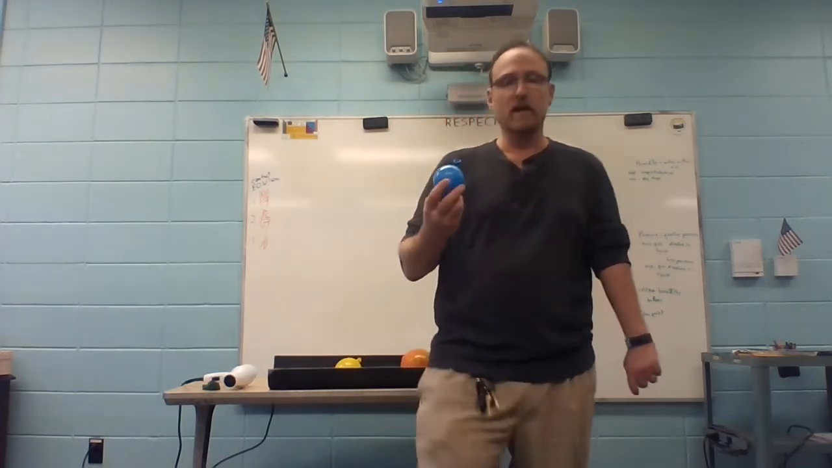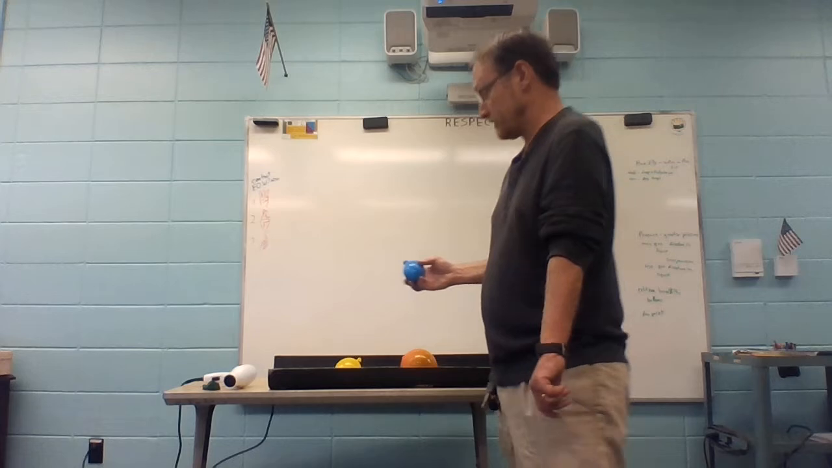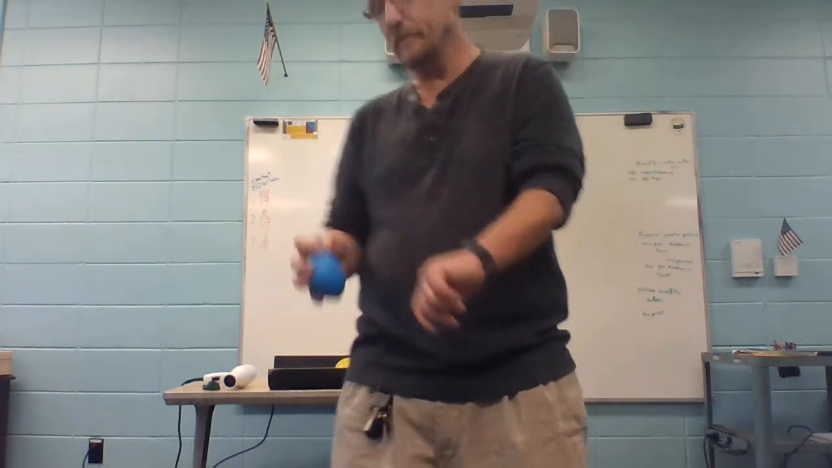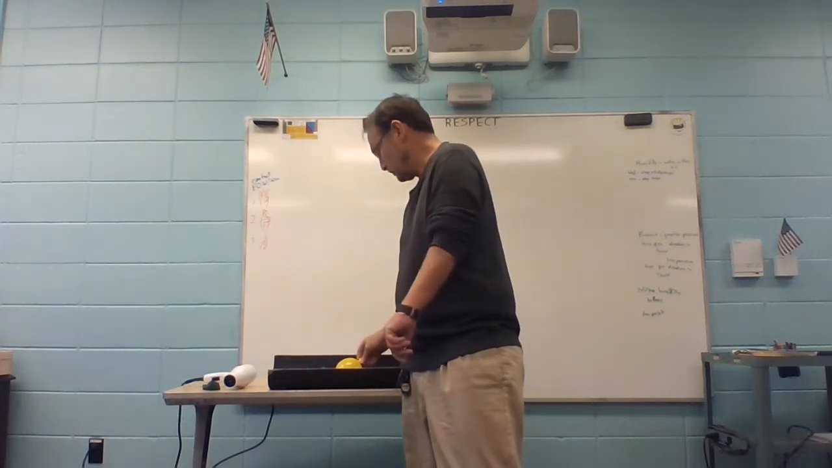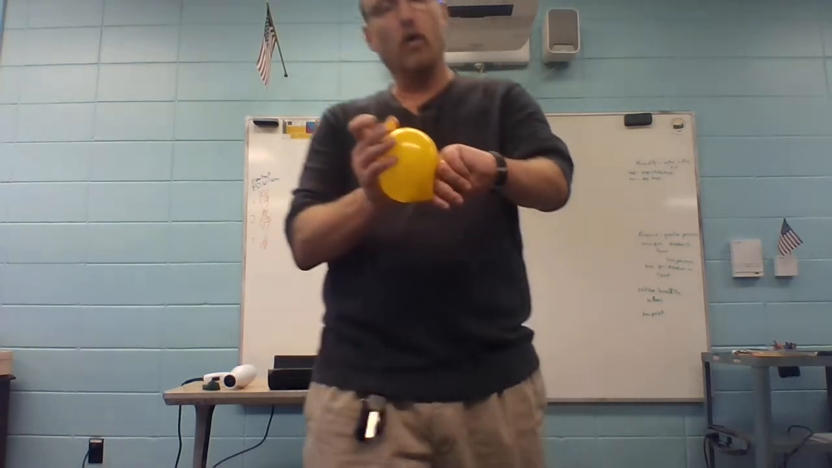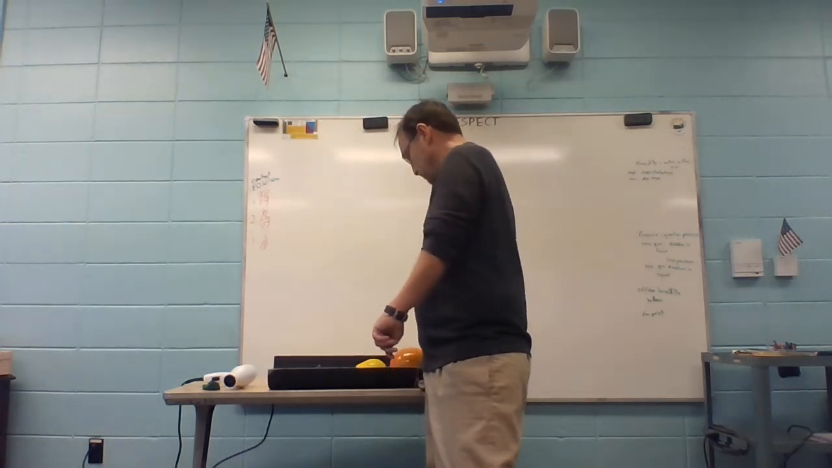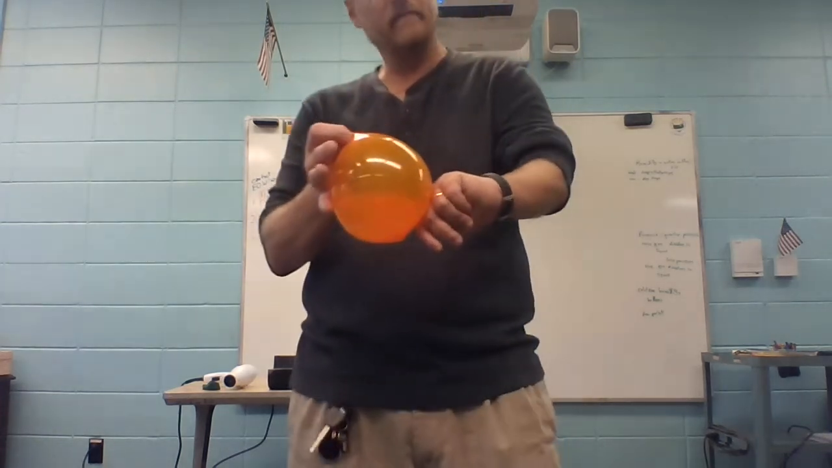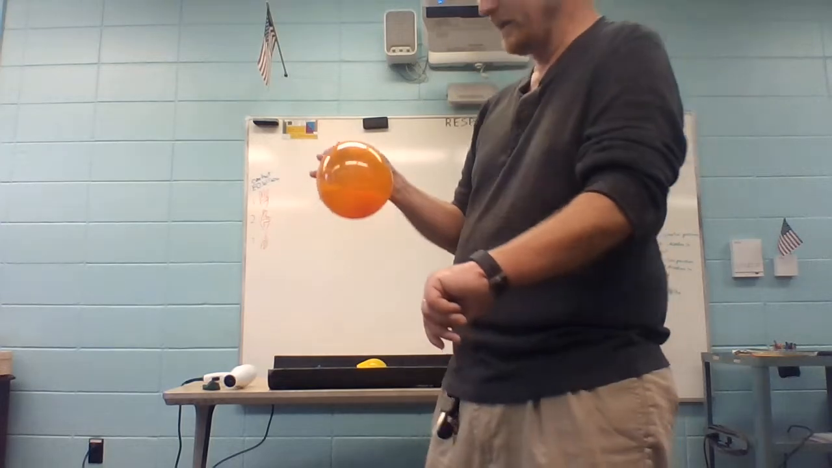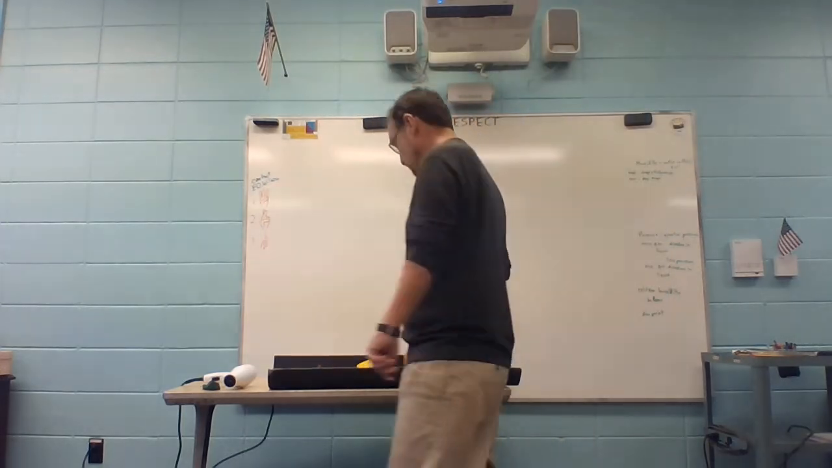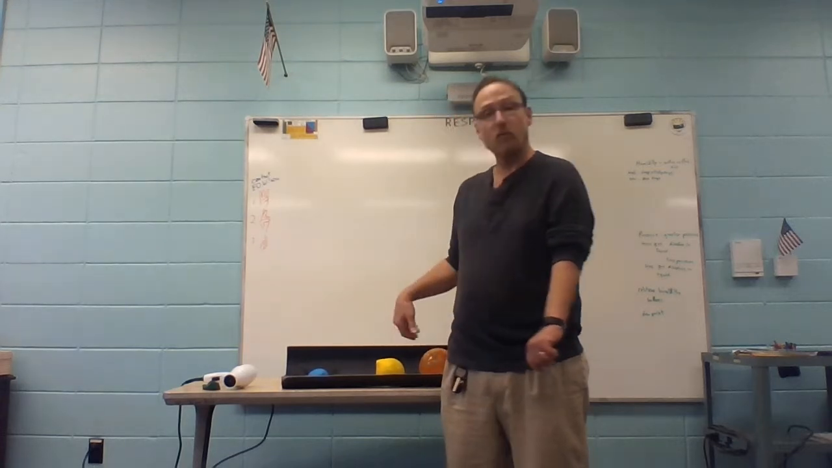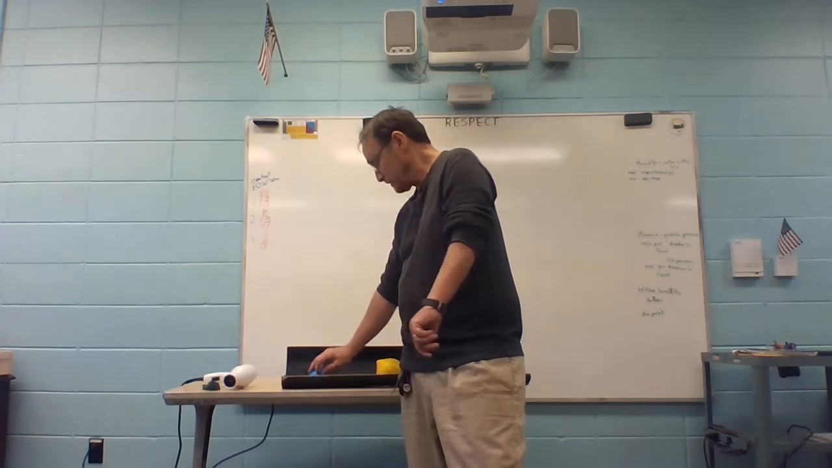These different balloons represent different temperatures. This blue balloon would be a cold temperature. This yellow balloon would be a warmer temperature. And this orange balloon would, of course, be a higher temperature, a hot day. Each one of these balloons has roughly the same amount of water in it. They all have about the same amount.